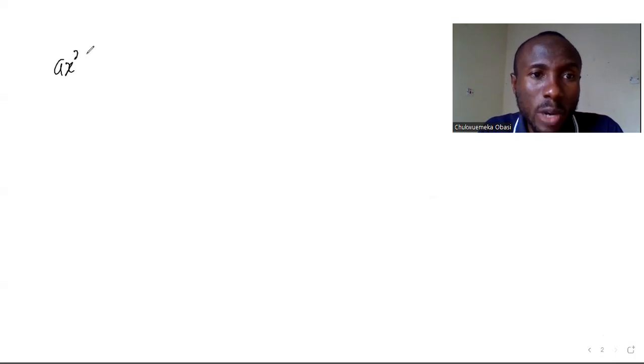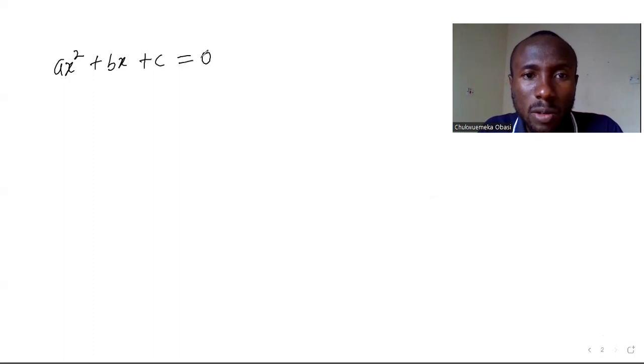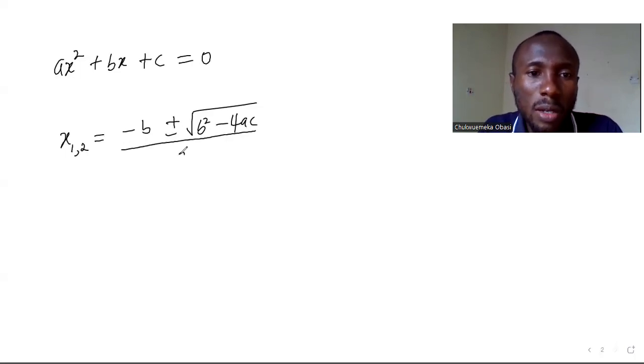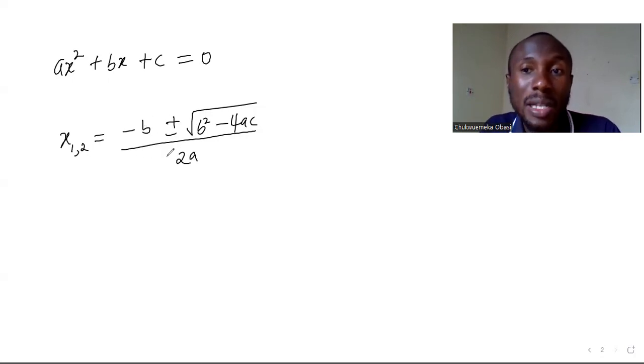Now, what is the formula? If you're given a quadratic equation in this form, ax squared plus bx plus c equal to 0, then you can solve this quadratic equation using the formula I'm going to write now, which will be x1,2 is equal to minus b plus or minus the square root of b squared minus 4ac all over 2a. So this is the formula, and this is what most people call the almighty formula.